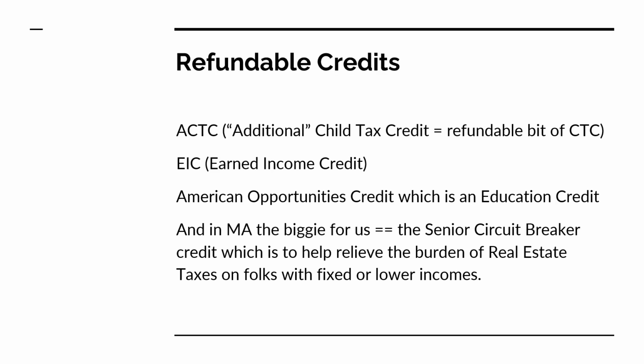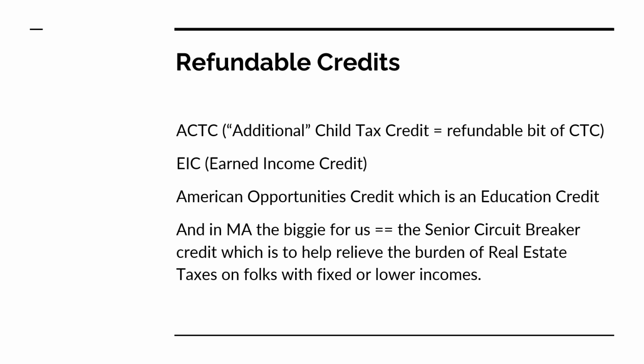There are a limited number of refundable credits. The additional child tax credit, which we've just talked about, is one of them. The earned income credit is refundable. The American Opportunities Credit, which is for undergraduate college students, is refundable. And the big one that we see in Massachusetts, the Senior Circuit Breaker Credit. So this has nothing to do with your electrical system.